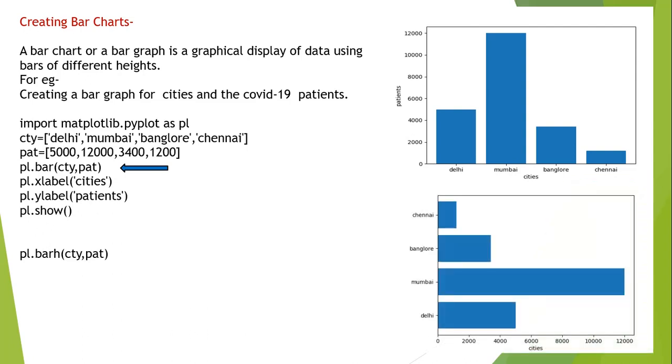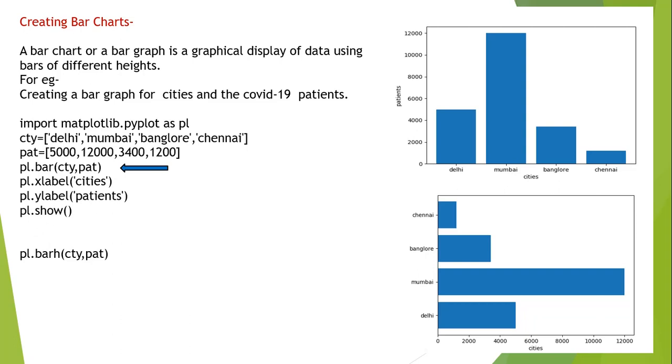You can see the cities have now shifted to the y-axis and the patient counts are shown on the x-axis, and the graph has been turned horizontally. Actually, the x-axis and y-axis are still the same, we have only turned the graph horizontally, so the axes have shifted accordingly. You don't have to worry about that. Just write pl.barh(cty, pat) and it will convert it into a horizontal bar graph. There are further properties for bar graphs, which we'll discuss in detail in later videos.